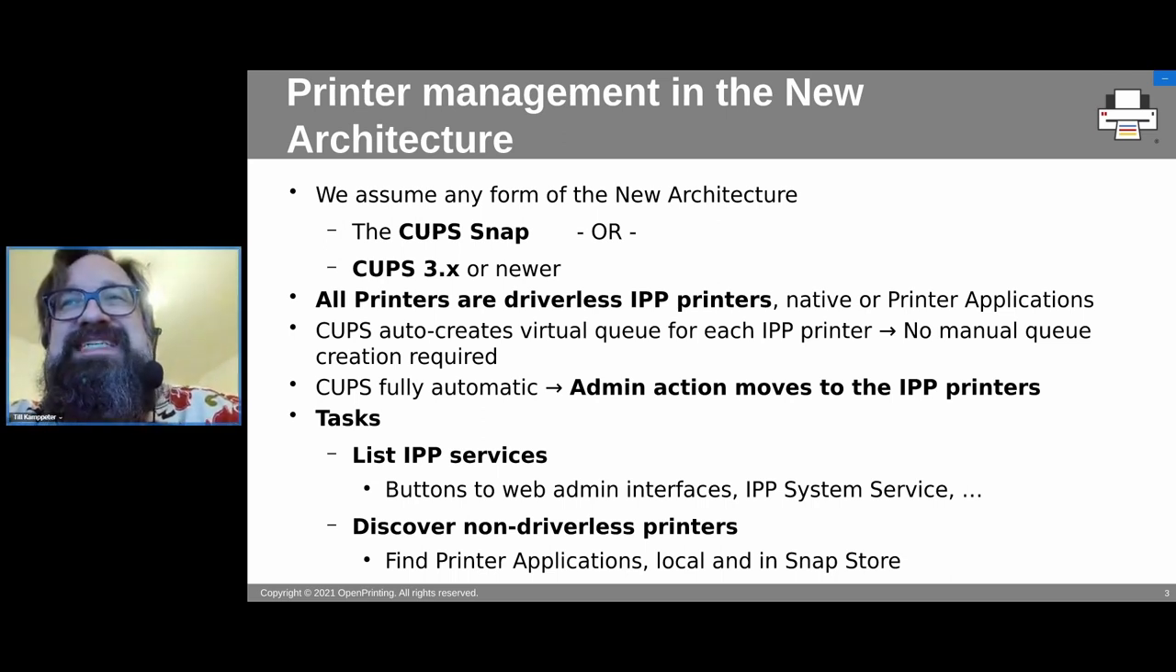And so your tasks in the printer setup tool are the following. You list the IPP services which your system is seeing by DNS-SD with Avahi. These are the relevant printers which your local system, or where you will be able to print on your local system.